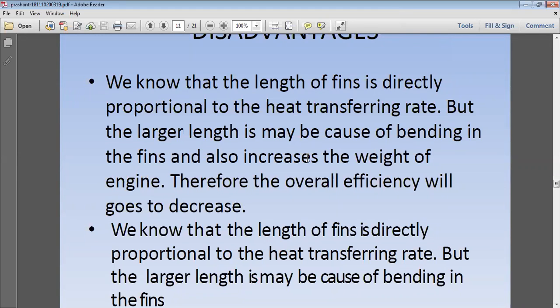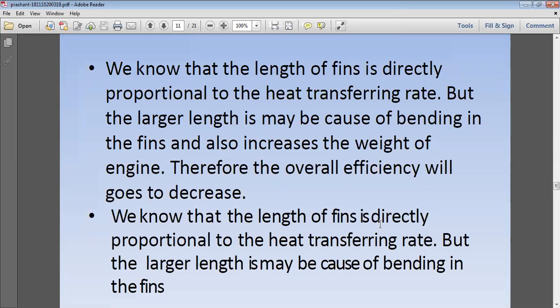So bending the fins, that is the only disadvantage. If you want to keep on increasing the heat transfer rate by increasing the length of the fin, that is also a disadvantage. So what is the disadvantage? Bending will take place when considering longer fins, which unnecessarily increases the weight of the engine, and thereby the overall efficiency will decrease. Okay, that is the disadvantage of the fin.